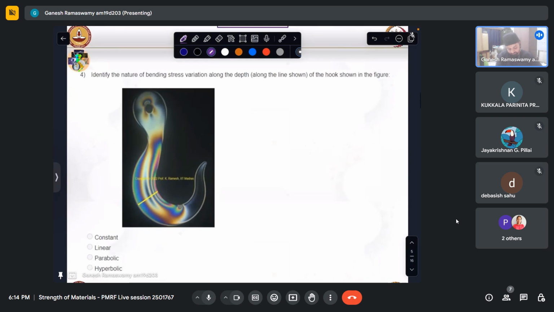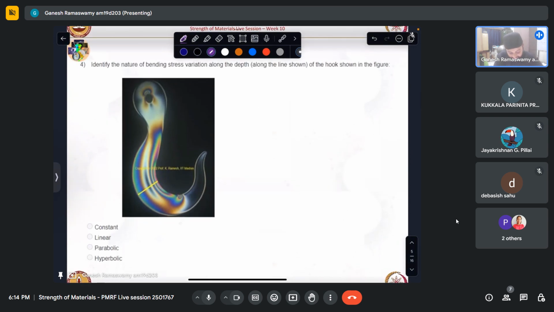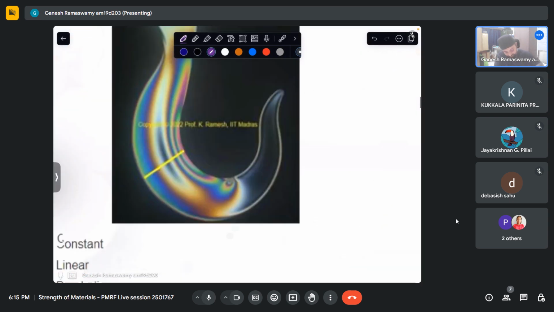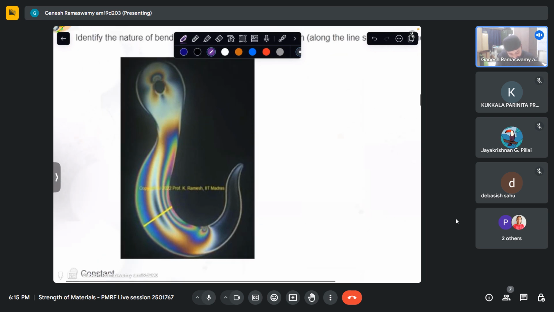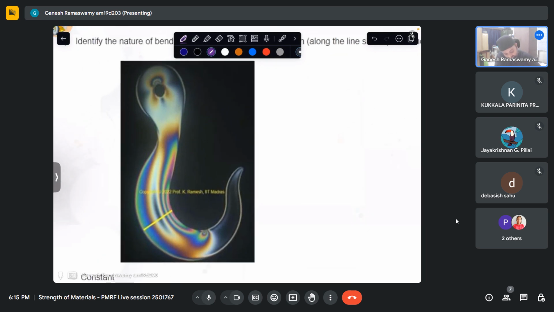Okay, so identify the nature of bending stress variation along the depth of the beam shown. So actually this is an experimental image. What they have done is create an epoxy model of this hook. They held it at one end and they have loaded it here.